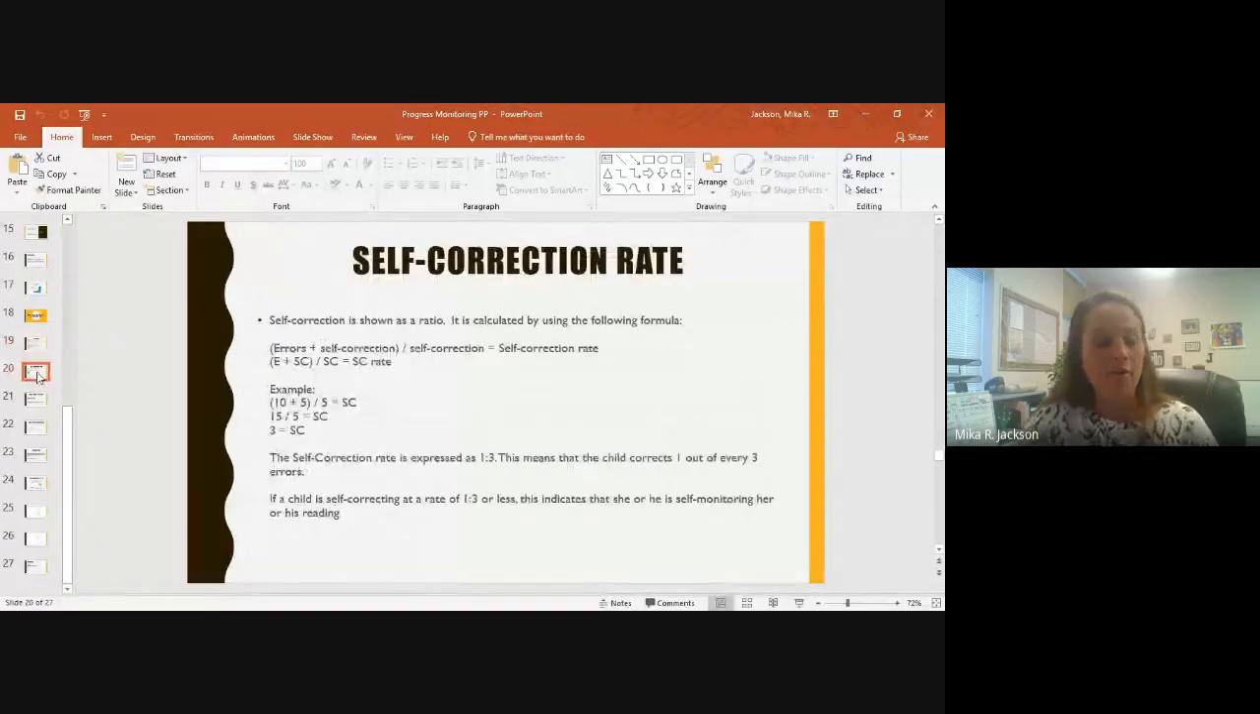And then your self-correction rate, you want to look at your errors plus your self-corrections. So if a student had 10 errors and then they self-corrected 5, you want to divide that 15 by your self-corrections. So 15 divided by 5 would be 3. So it means that the child corrects 1 out of every 3 of their errors, which is pretty good also.